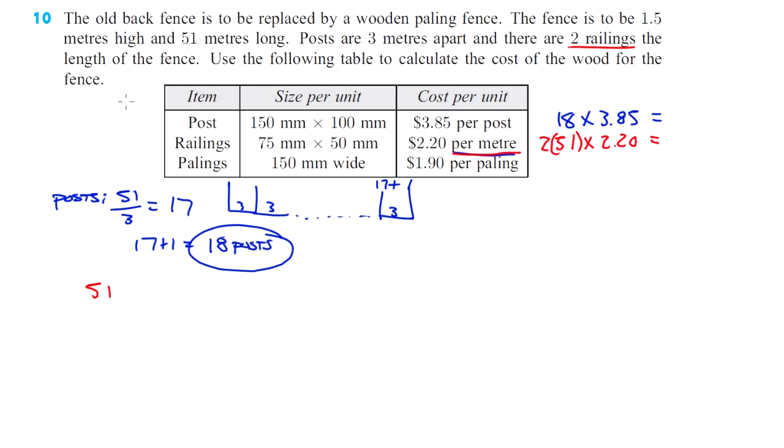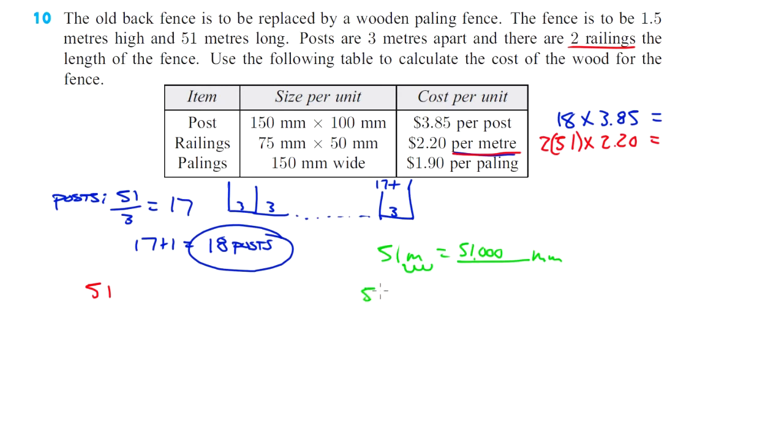And then the palings, I would imagine that's going to be the fence boards that go up and down. It's 1.5 meters high, but it just says it's $1.90 per paling, so we have to assume that it's at least 1.5 meters tall, right? So we have 150 millimeters wide. What we need to do with that is we have 51 total meters to cover. Now, each paling covers 150 millimeters, so let's turn the 51 meters into millimeters. Meters to millimeters is over 3 spots, 1, 2, 3, so that's 51,000 millimeters that we need to cover.